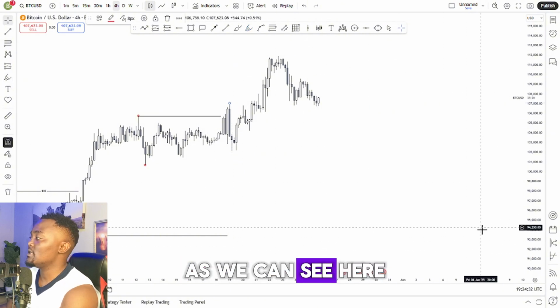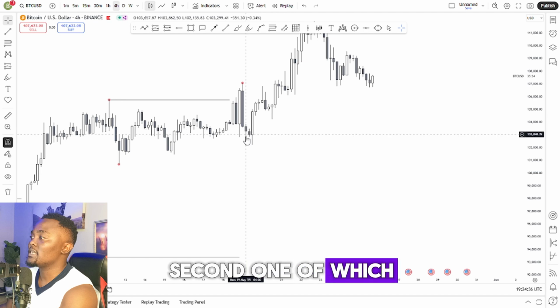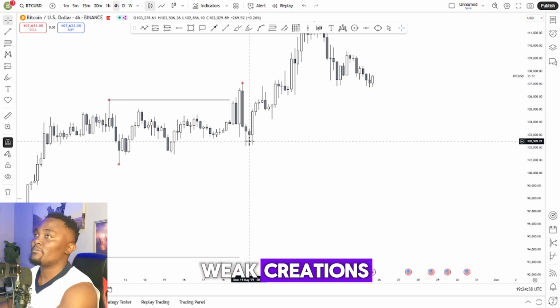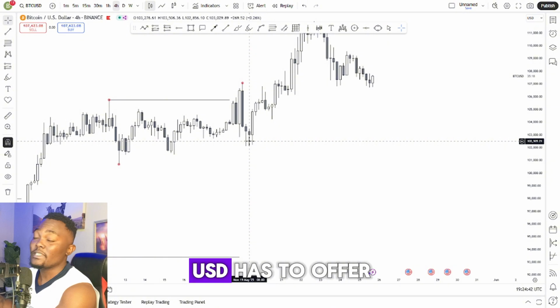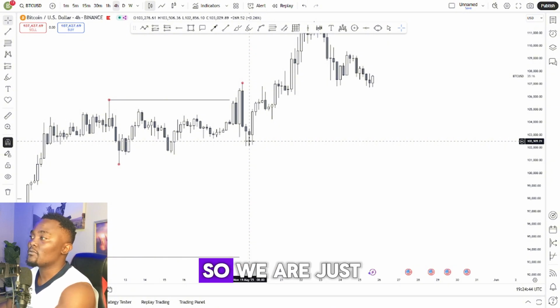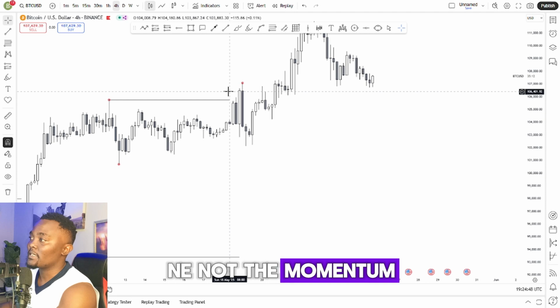And then as we can see here, we had the 3 candle pullback, the first one, second one, of which it has some weak creations, but we already know that this is the momentum that BTC USD has to offer to every trader. So we are just focusing on the price here, né? Not the momentum, guys, né?